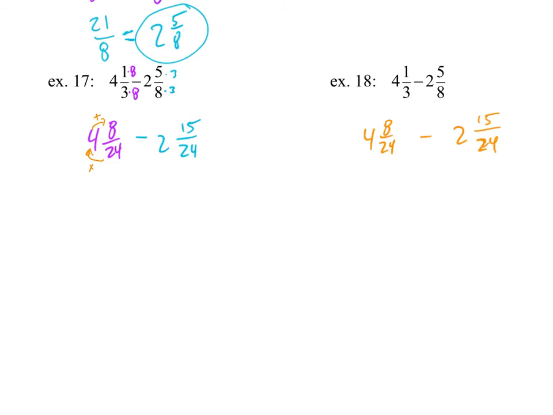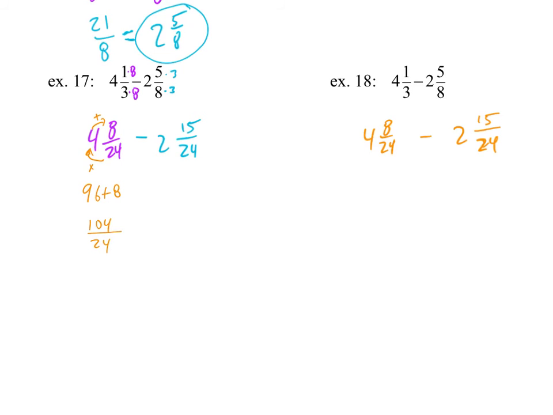Did we do 24 times 4 right? Wait. It's got to be 96. It's going to be 96 plus 8 gives me 104. 104 over 24.